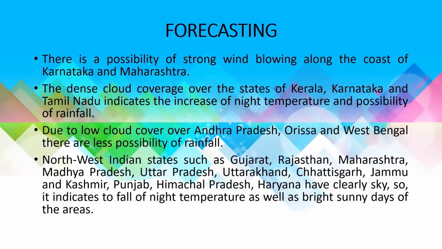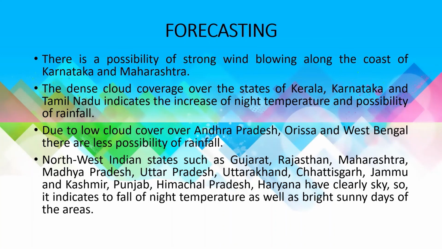In this weather map, considering different aspects of the report, it can be said that there is a possibility of strong wind blowing along the coast of Karnataka and Maharashtra. The dense cloud coverage over the states of Kerala, Karnataka and Tamil Nadu indicates the increase of night temperature and possibility of rainfall. Due to low cloud coverage over Andhra Pradesh, Odisha and West Bengal, there is less possibility of rainfall.